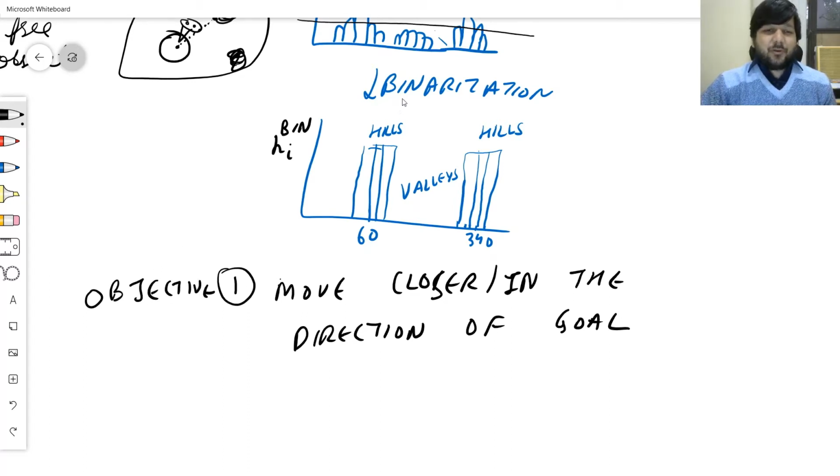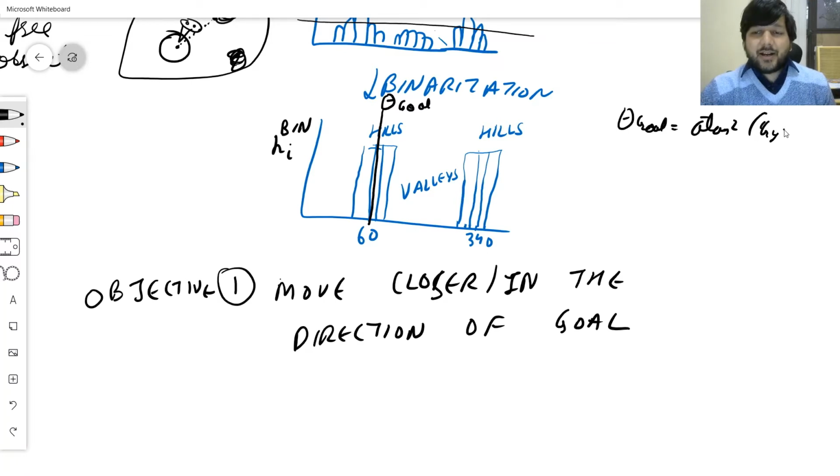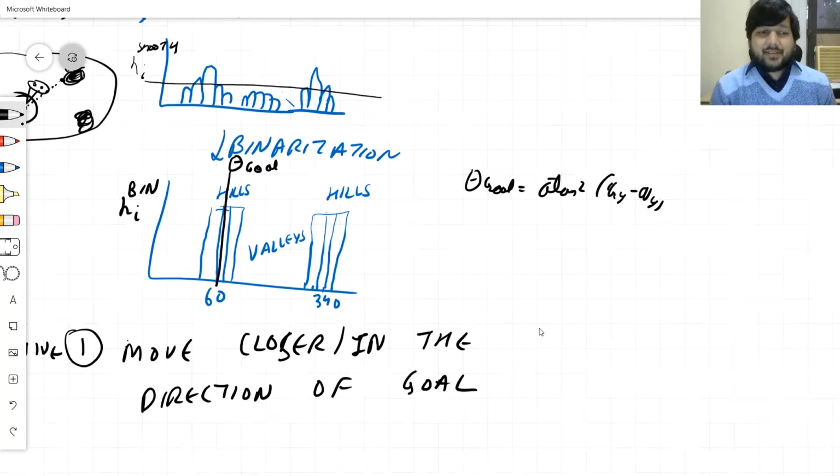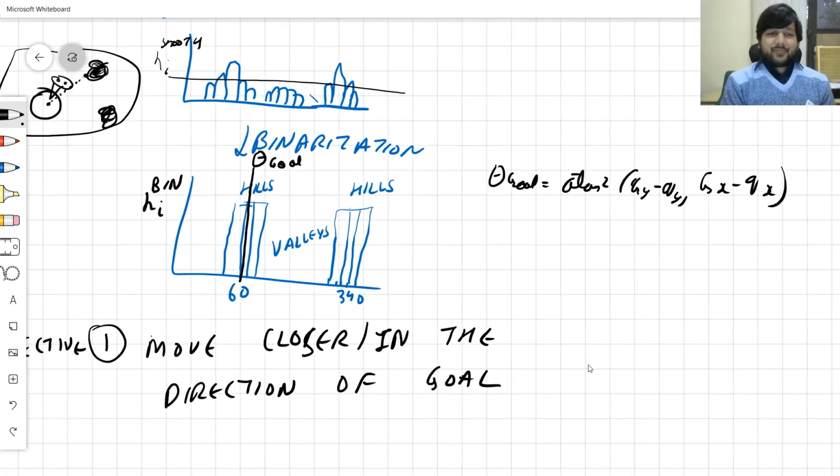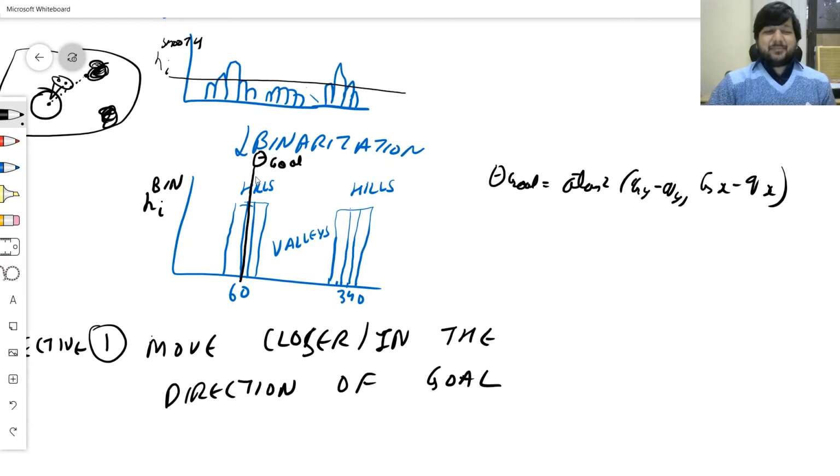And here let us say the goal was actually at 60 degrees. So I say this is theta goal, where theta goal is equal to atan2 of goal y minus qy and goal x minus qx. So I wanted to move over here, but then maybe I move here, maybe I move here. I want to be as close as possible to the goal, and remember it's circular. So if the goal would have been here, then this is free. So 360 and 0 are the same thing.